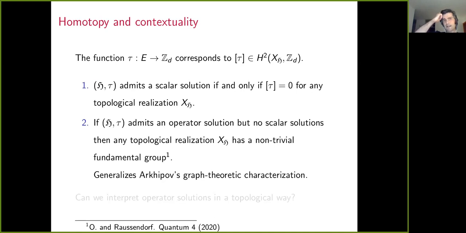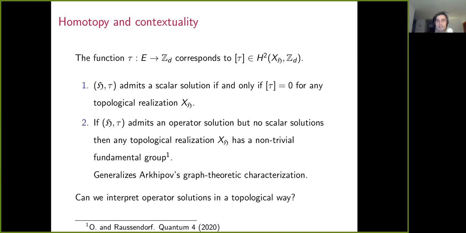In a way, this is generalizing Arkhipov's group-theoretic characterization of contextuality, which only applies to the d equals 2 case and certain types of hypergraphs. More precisely, we are generalizing only one direction, but one can go further by including homotopy into the picture. Okay, so far I've talked about the linear constraint system, but what about the operator solutions?